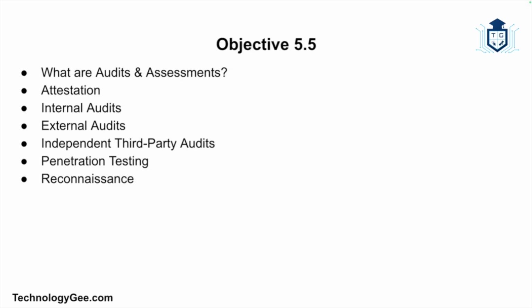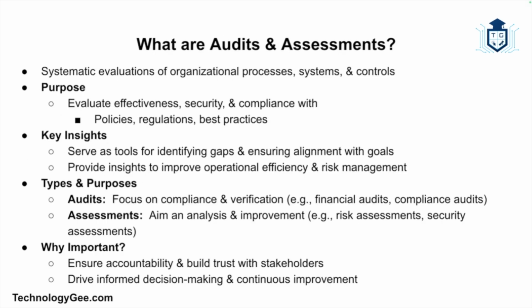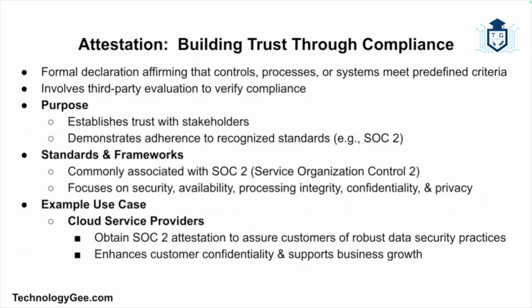So let's begin. All right, so the first thing we have to address is what are audits and assessments? At their core, audits and assessments are systematic evaluations. They help organizations determine whether their processes, systems, and controls are effective, secure, and compliant with policies, regulations, or best practices. But not all audits and assessments are the same, so we're going to go ahead and break down their types and their purposes.